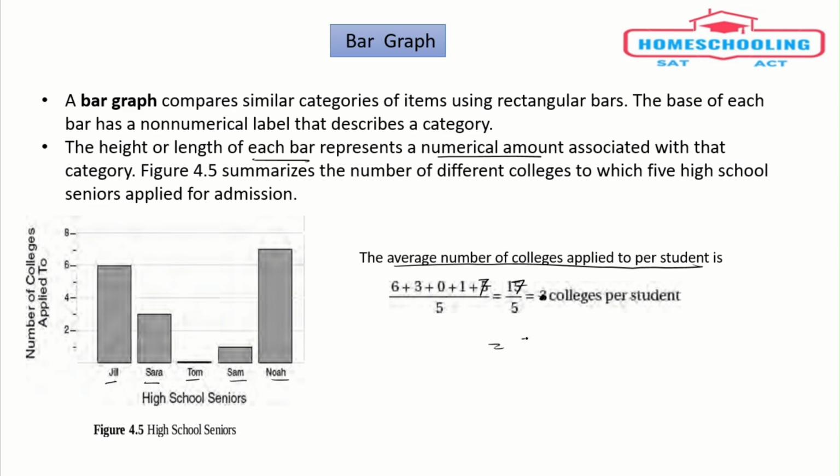So 5 3 times and 23.4 colleges per student. So that was going to be your average. Now let's take a question on this.